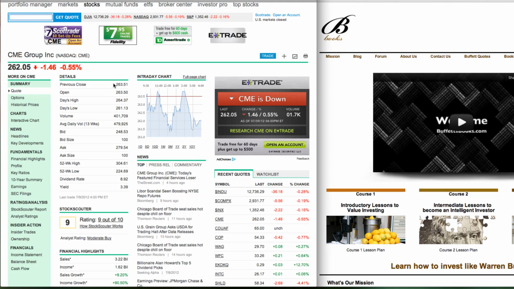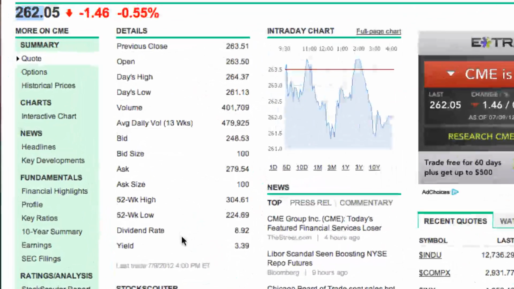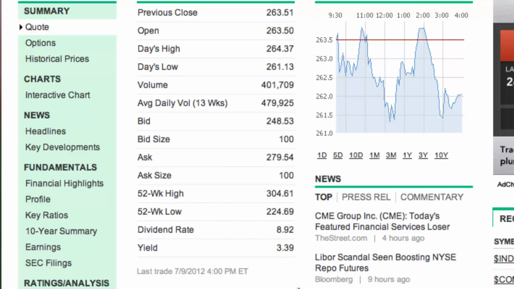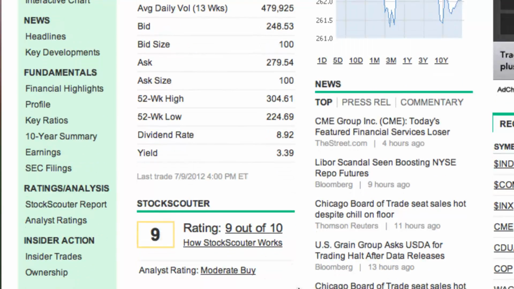Okay, so when we first look at this company, I'm just going to go through some of the basic metrics that we'd be looking at to get us started. The first thing I see as I look at the company is the market price there of $262. The dividend rate is $8.92, which gives you a 3.39% yield based off of that current market price. So it's paying a 3.3% dividend.